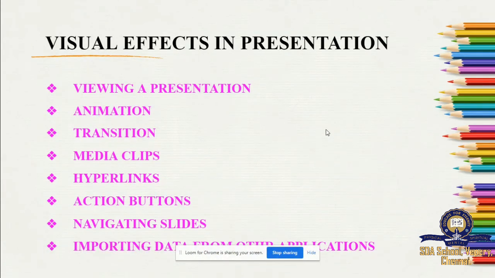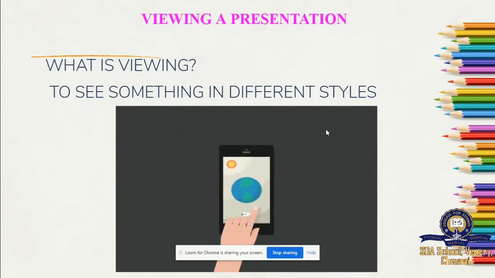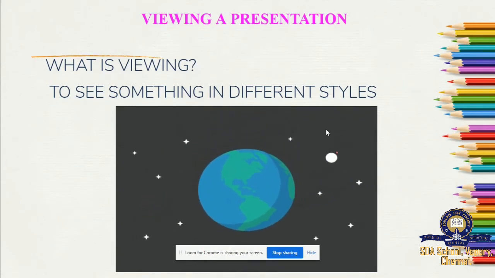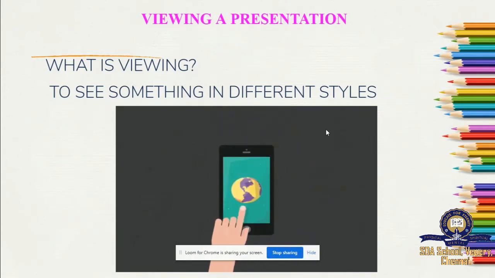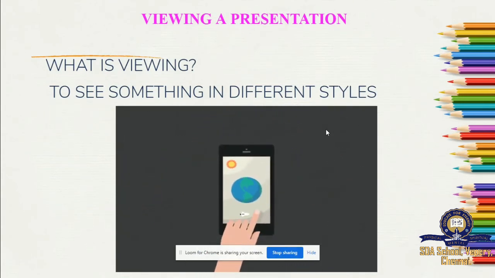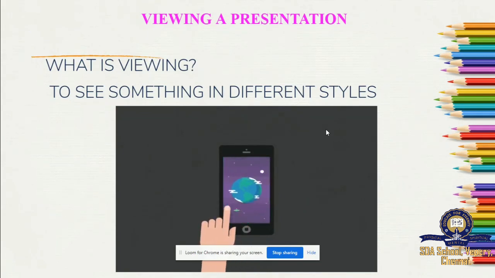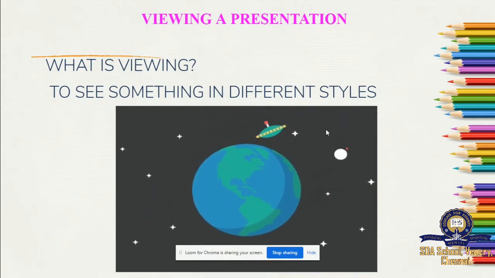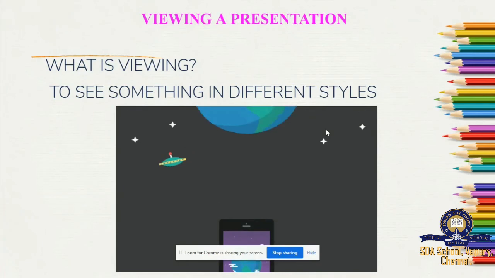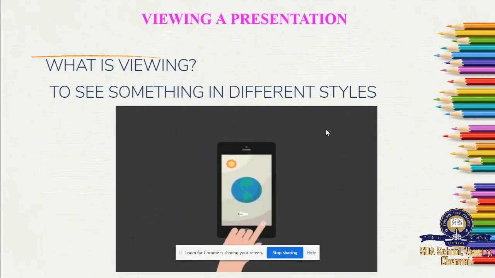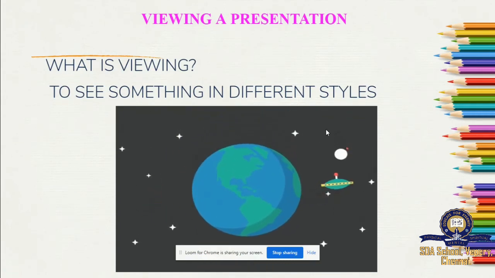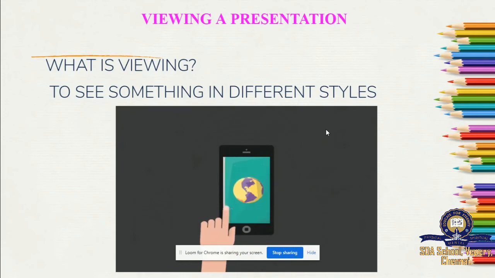So what is viewing? If you see something, it is called viewing. We have different styles of viewing something. For example, you have your mobile phone and you're going to view your photos in it. How do you view it? You just slide it and view the photos one by one. Or as a whole, you view it as a grid. And if you want to see one particular photo, you click it and make it larger and you see it. So those are the two ways to see photos in your mobile.